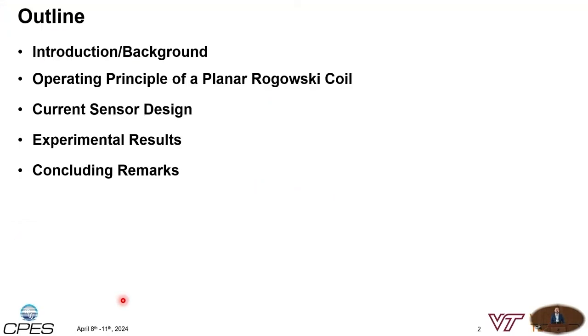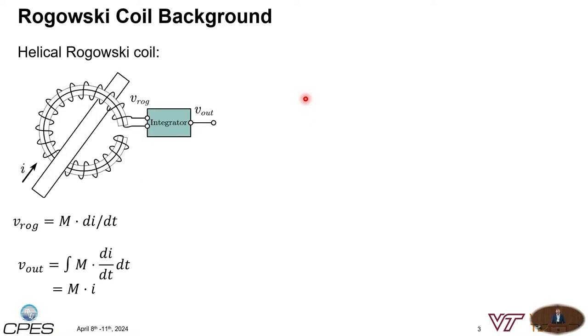I've outlined the presentation as following. First I'll give a quick introduction and background and get everyone up to speed on what a Rogowski coil is. Then we'll dive into the operating principles of the Planar Rogowski Coil, following that up with the current sensor design itself. Then, of course, we have tested the sensor, and I'll show the experimental results. And then lastly, I'll conclude the presentation with a couple of notes.